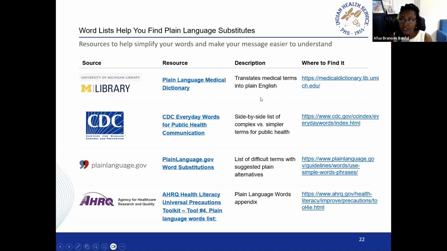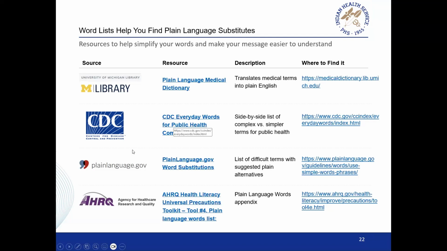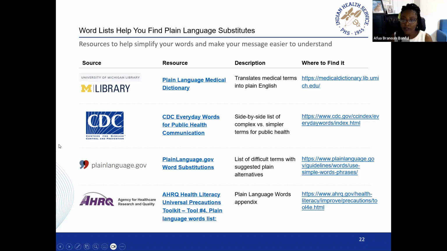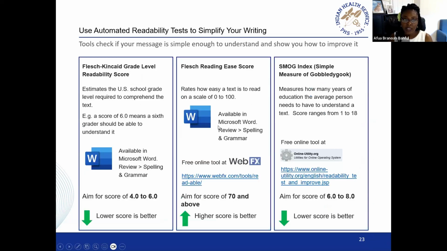We can have this as a resource list, and I can add to it when I send out the follow-up. I think the CDC Everyday Words for Public Health Communication is a go-to for me. Okay, wonderful. So that's here. Let's look at some of the other resources, and then maybe there'll be other ones.